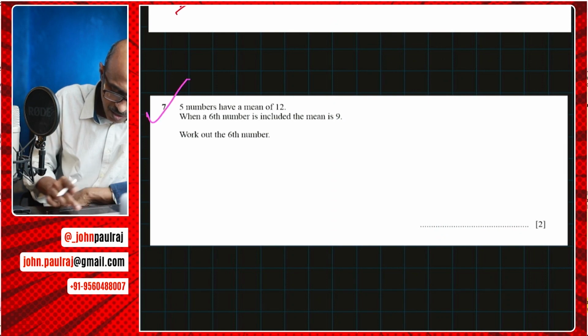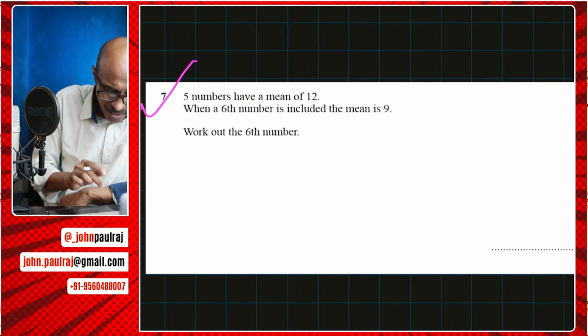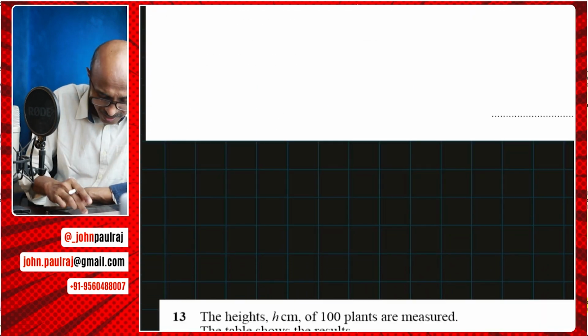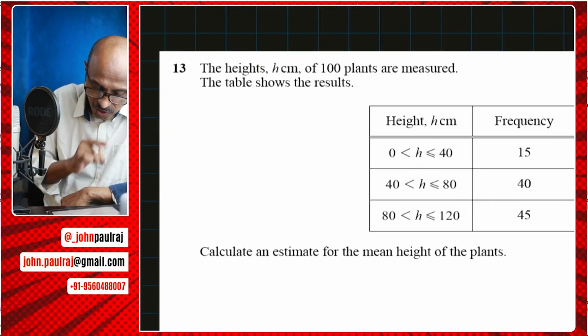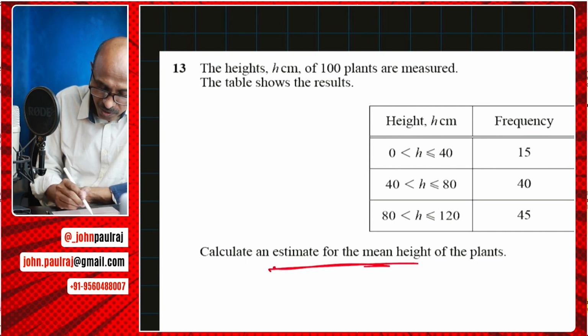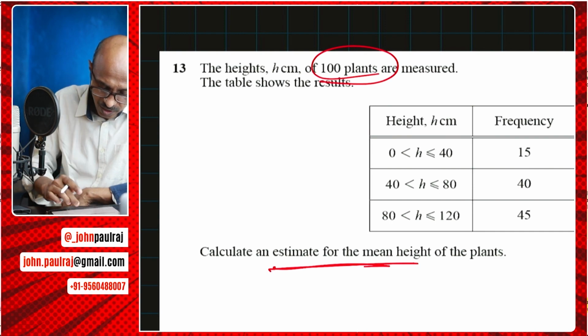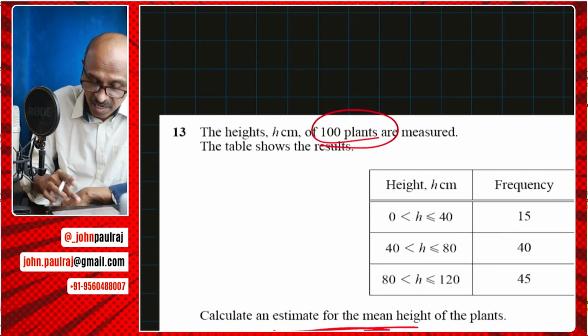So I've put two questions of the same kind, and I'll show how to solve that. Rather than giving a list of values, this is a frequency distribution that's given, and you estimate the mean. How to do that, right? Finding the midpoint and multiplying it by the frequency and then dividing it by the total number of plants, which is 100 given here. And you can find the mean that way.